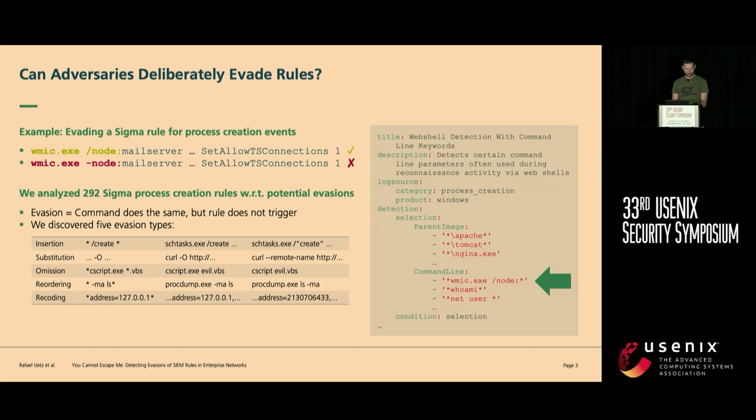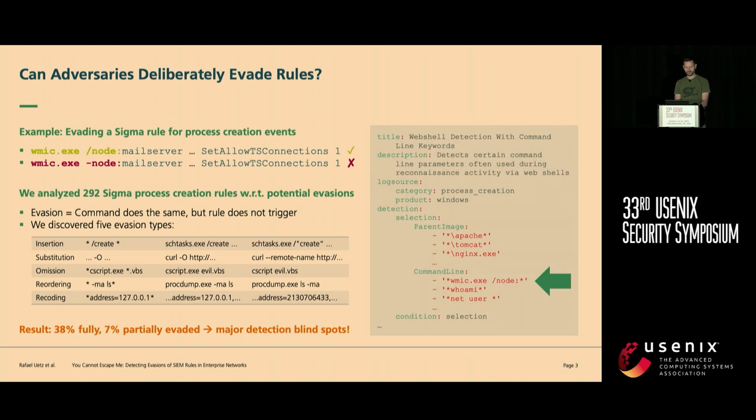Then we have found some reorderings where we can simply switch parameters, or recodings. For example, in the last line, we can see that we replaced a dotted decimal notation of an IP address with its integer representation.